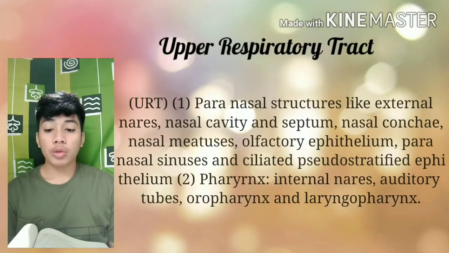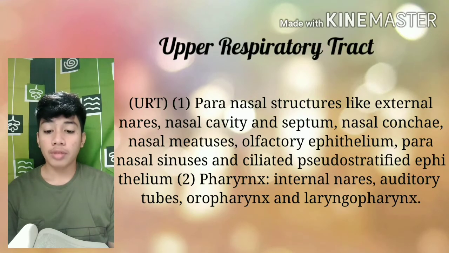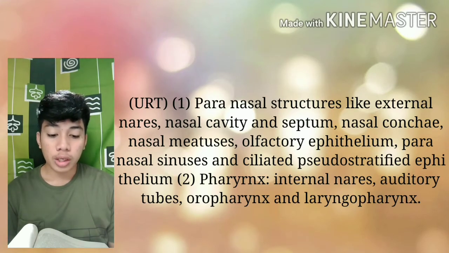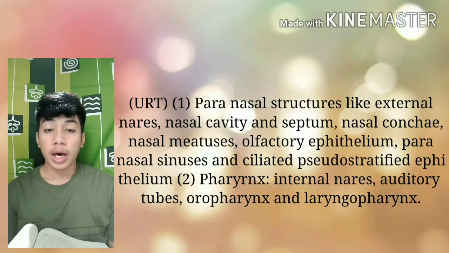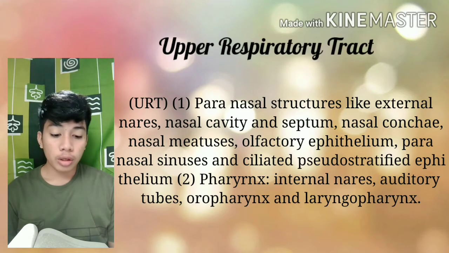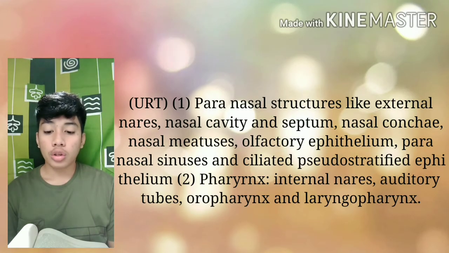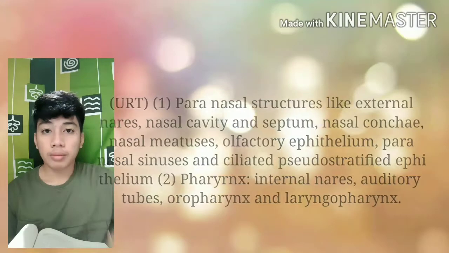Now, I'm going to discuss now the upper respiratory tract. Paranasal structures like external nares, nasal cavity, and septum, nasal concave, nasal meatuses, olfactory epithelium, paranasal sinuses, and ciliated pseudostratified epithelium, and number 2, pharynx, internal nares, auditory tubes, oropharynx, and laryngopharynx.